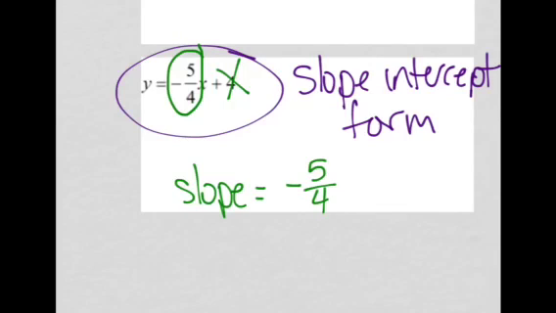If you have any questions, please let me know, but you will be doing this finding slope for 10, 11, and 12. And yes, they are all already in slope-intercept form.